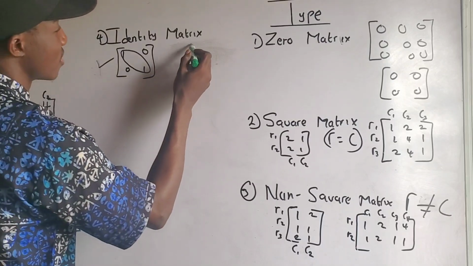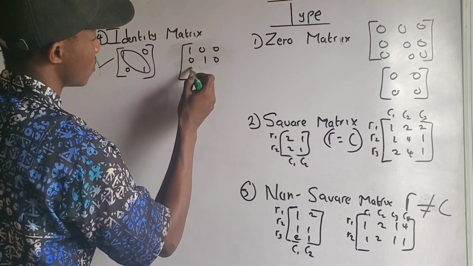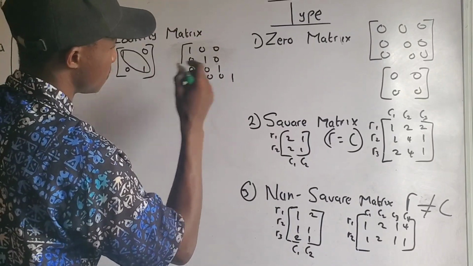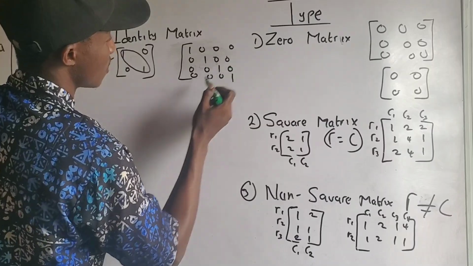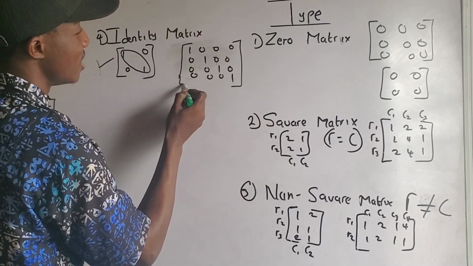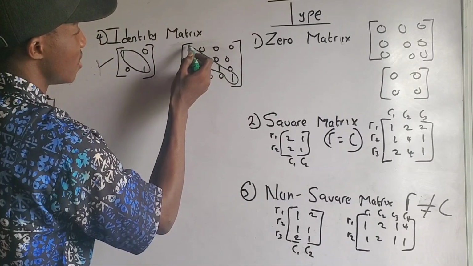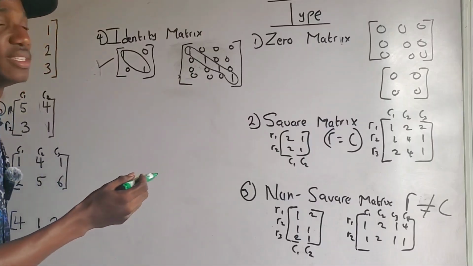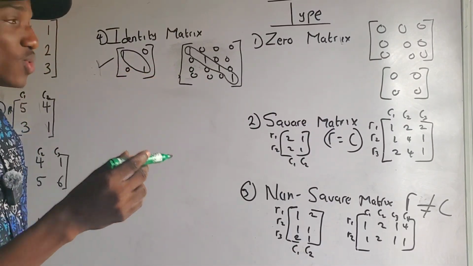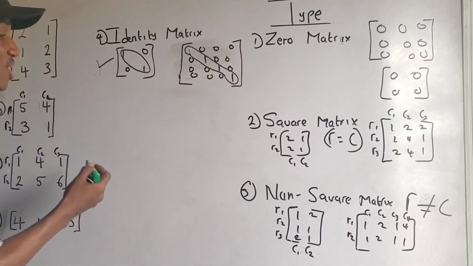Let me give you another one. You can have 4 by 4. You understand? This matrix can be called identity matrix. The reason is because the elements that are present in the leading diagonal, this is the leading diagonal, you know. This is the leading diagonal. The elements that are present in the leading diagonal, they are 1, while other elements are 0s. You understand? So this is a typical example of identity matrix. Do you get it? Okay.